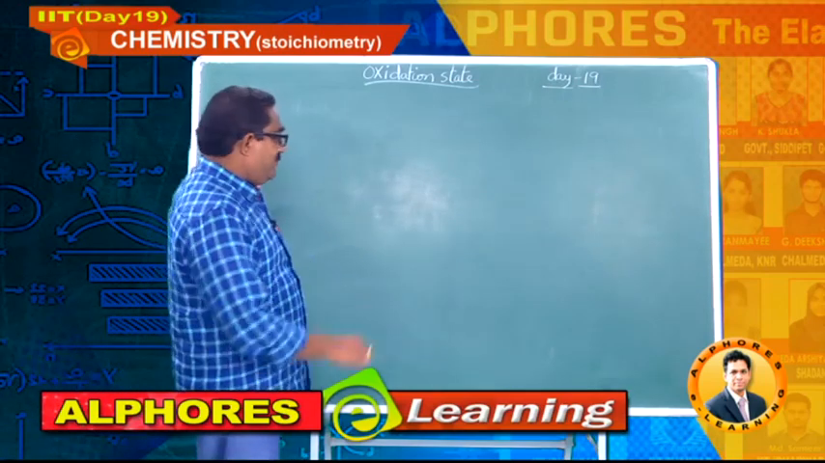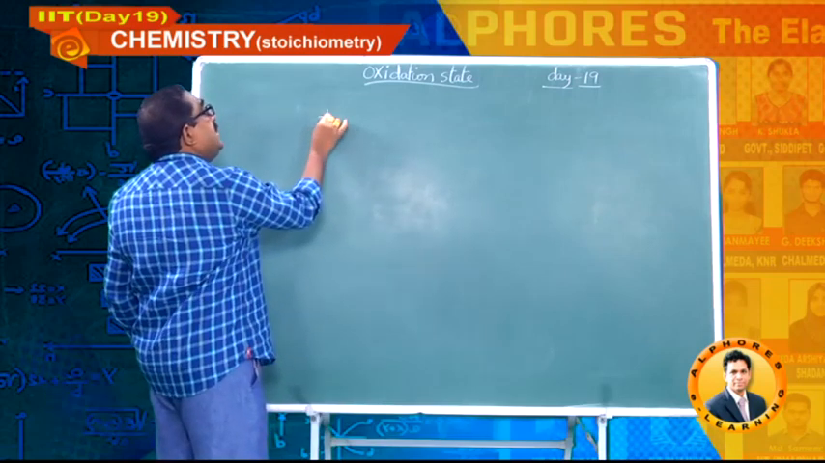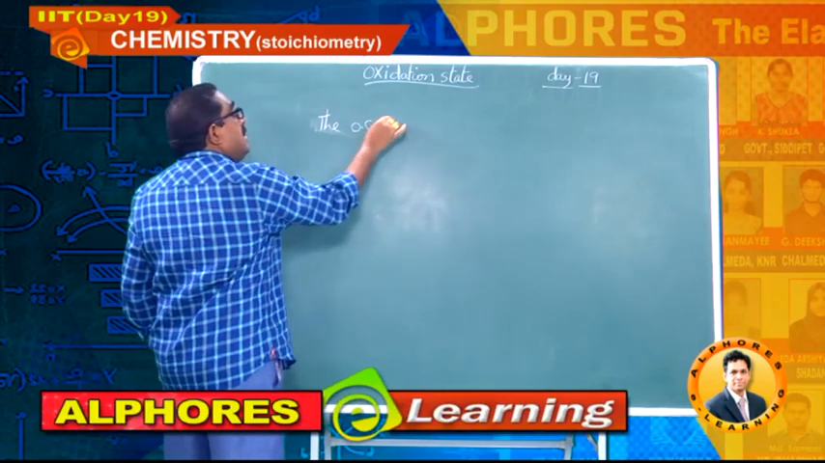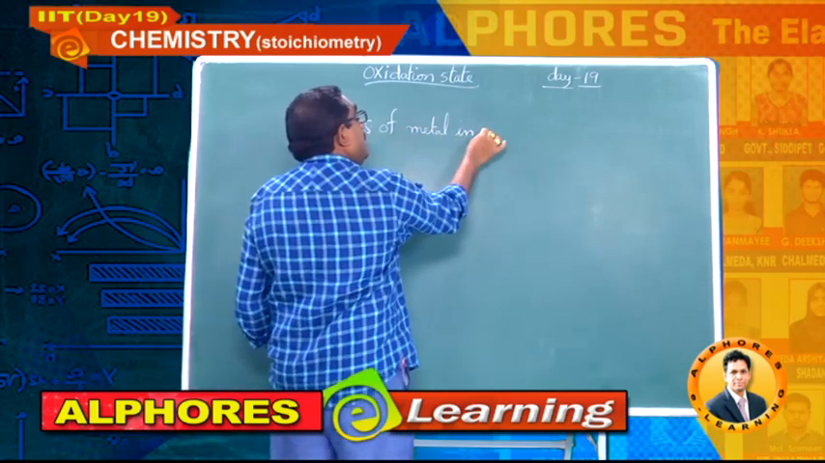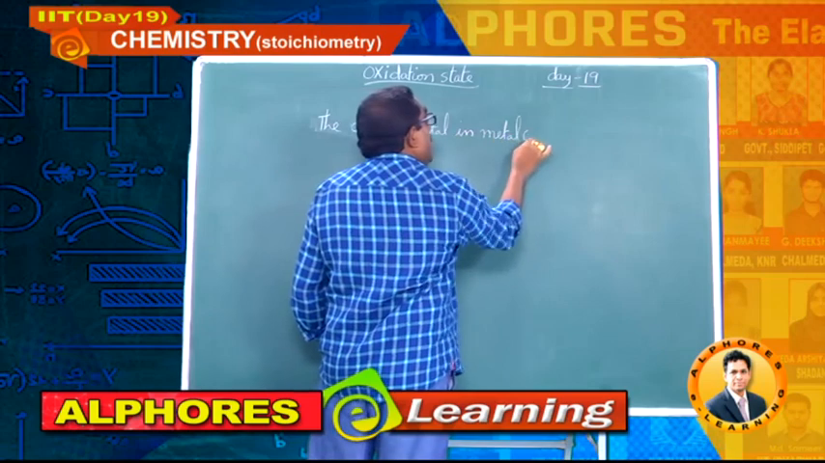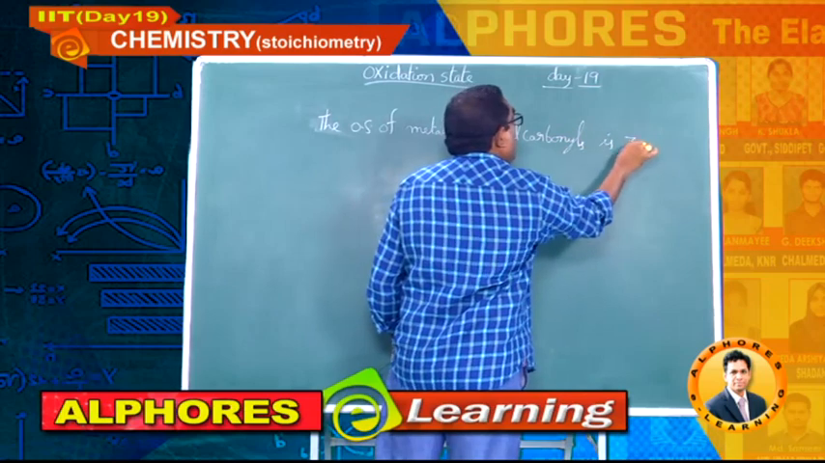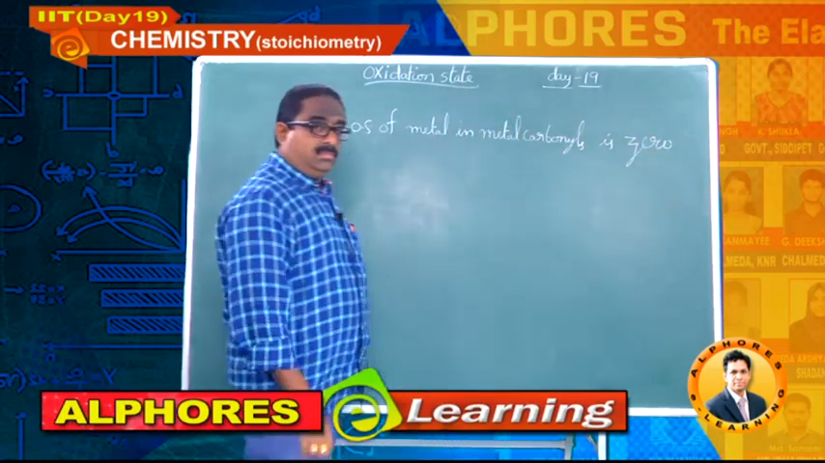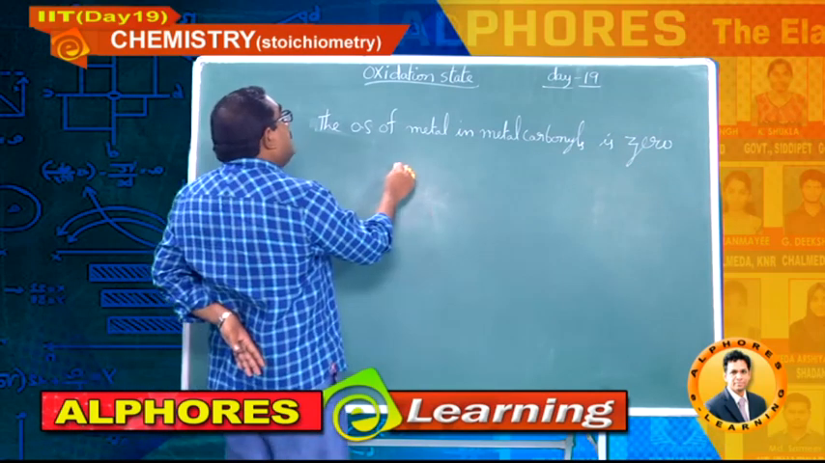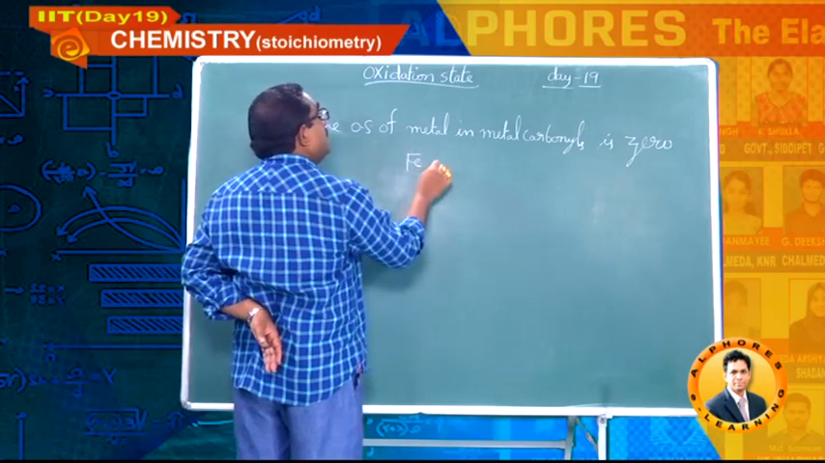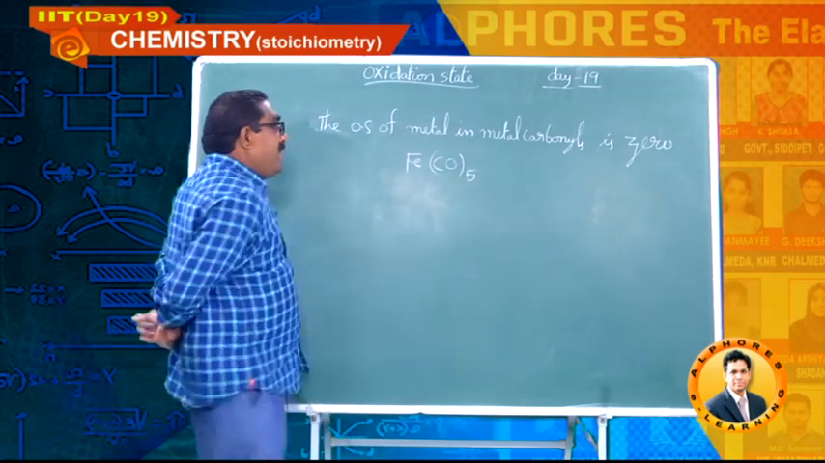Okay students, write down along with me. The oxidation state of metal in metal carbonyls is always 0. Sir, what are the examples? What is this metal carbonyl? Say for example, if you take iron pentacarbonyl.